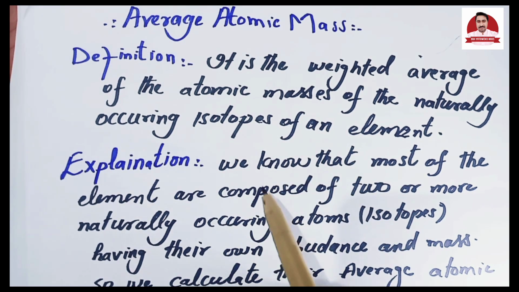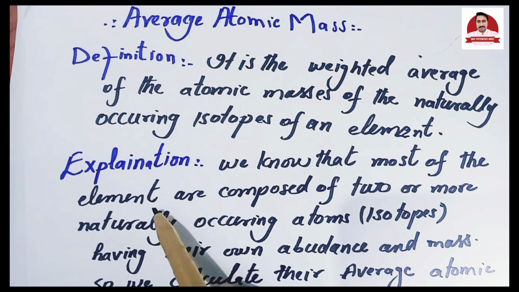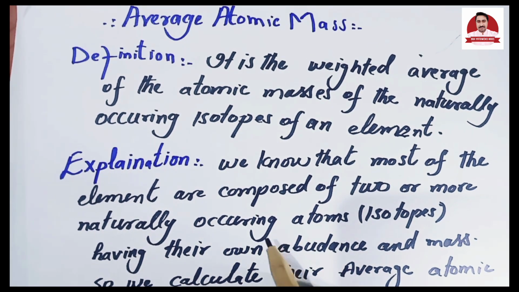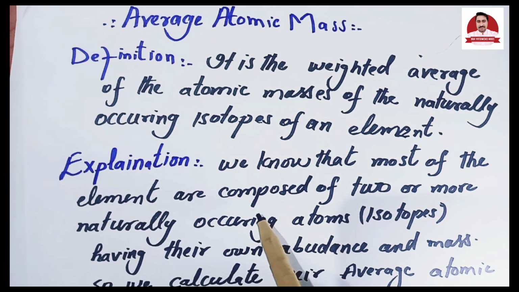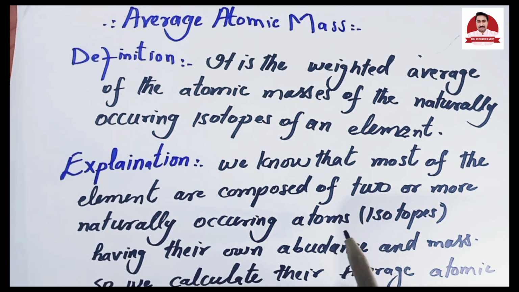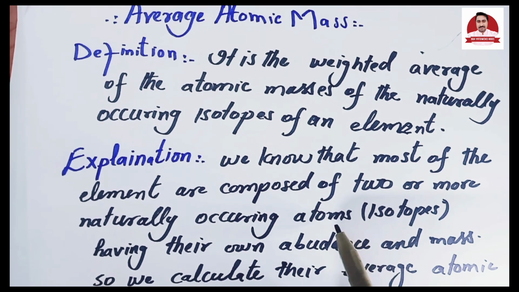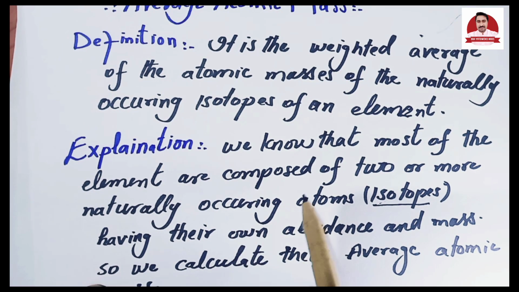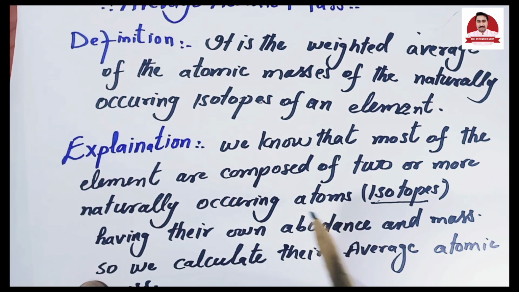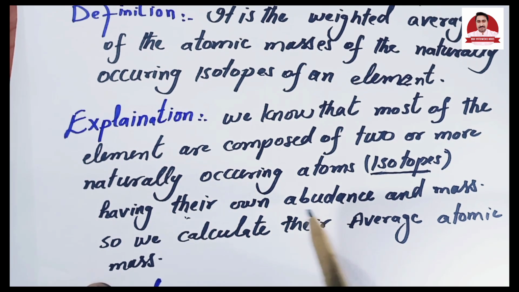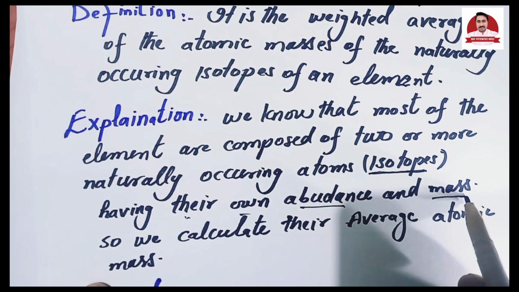It means that most of the elements are composed of two or more naturally occurring atoms, as there are many elements which have more than one type of atom. These atoms are different from each other by their mass, and they are called isotopes. These different atoms of the same element which have different masses are called isotopes, and they have their own abundance and their own mass.